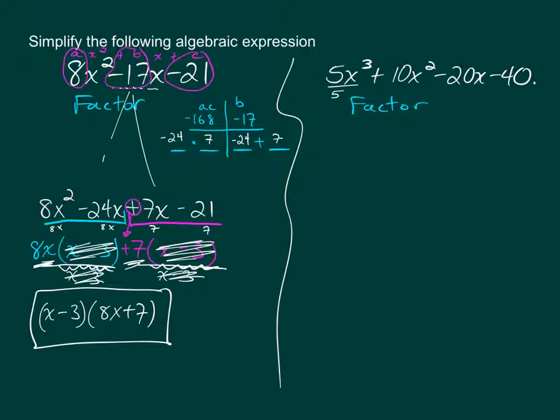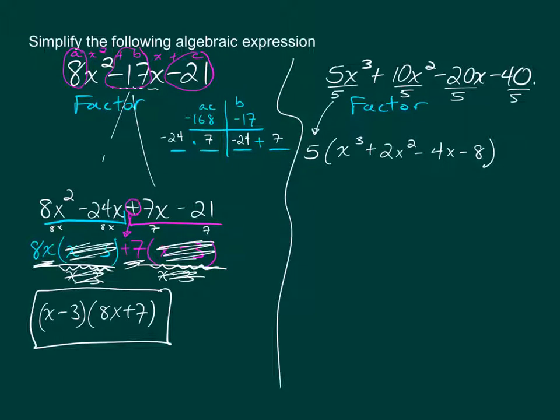So what we can do is we can come up here and divide all of these by 5. And what that'll do is the GCF, greatest common factor, will come out to the front, and we'll just divide all of those terms. So x cubed plus 2x squared minus 4x minus 8.